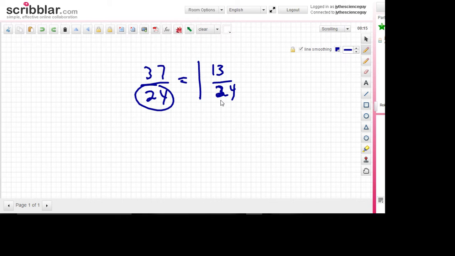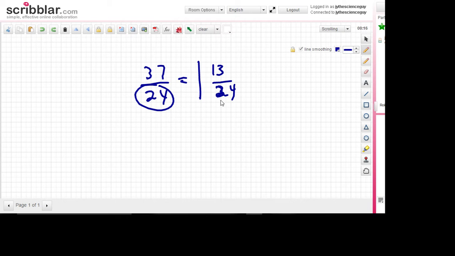Goes into 37 one time, and the leftover goes on top, right? So that was, what is it? Yeah, 1 and 13 over 24. We're getting somewhere. I can feel, man, I'm feeling retained in this mess.